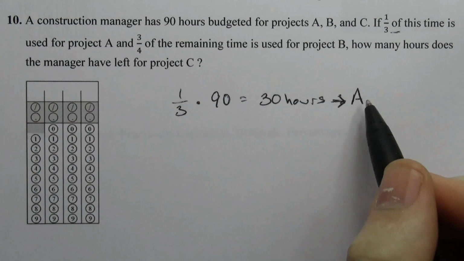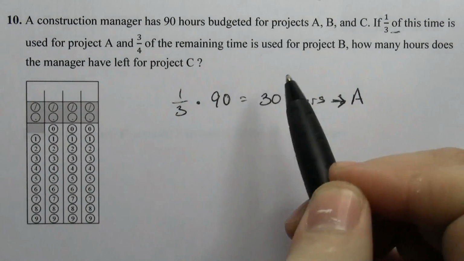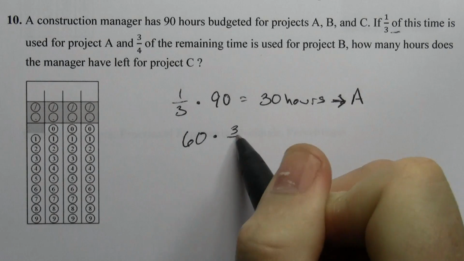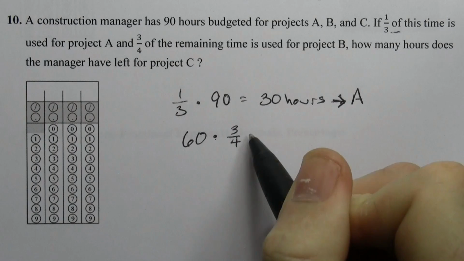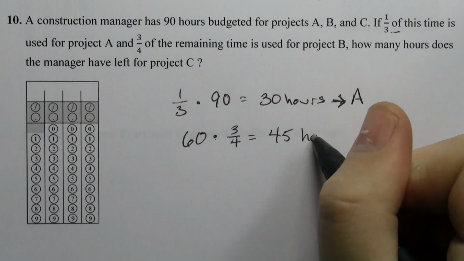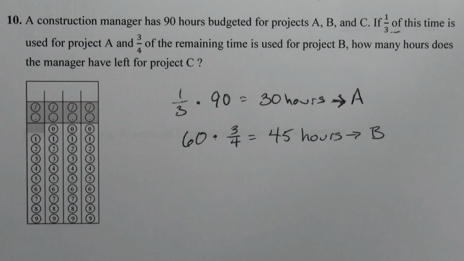So we have 90 hours for job A, right? Just 3/4 of the remaining time, right? So there are 60 hours remaining, and it's going to be times 3/4, right? Again, of. So 60 times 3/4 is 45. It's 45 hours, and that's for job B, right?